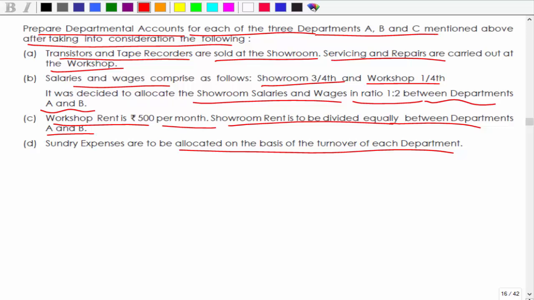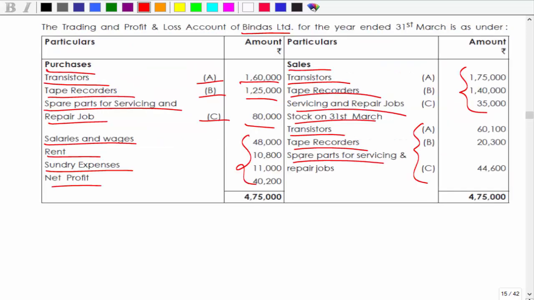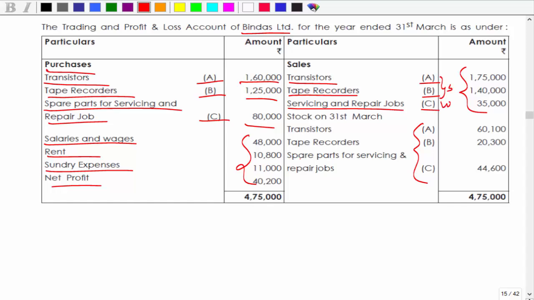So here item A is very critical. Transistors and tape recorders are sold at showroom, whereas servicing and repairs are carried out at workshop. And we have three departments A, B, C. So now if you look at here the sales, we basically have sales of transistors happening at department A, sales of tape recorders happening at department B, and servicing and repair jobs happening at department C. So this is basically workshop, whereas these two are actually showrooms. Okay, so these two are showrooms and this is workshop.